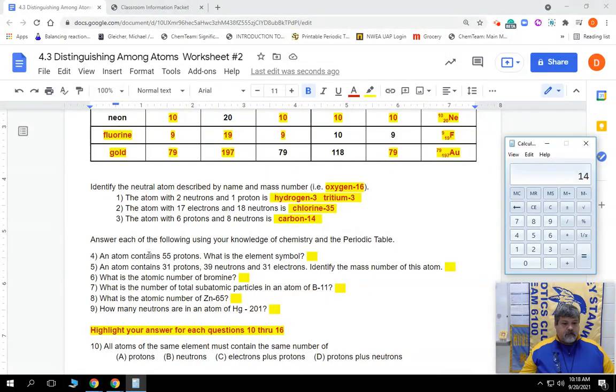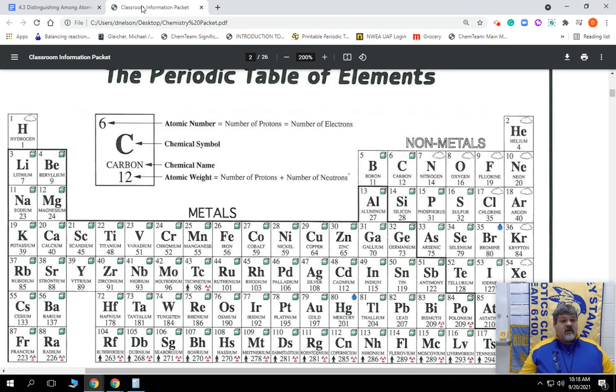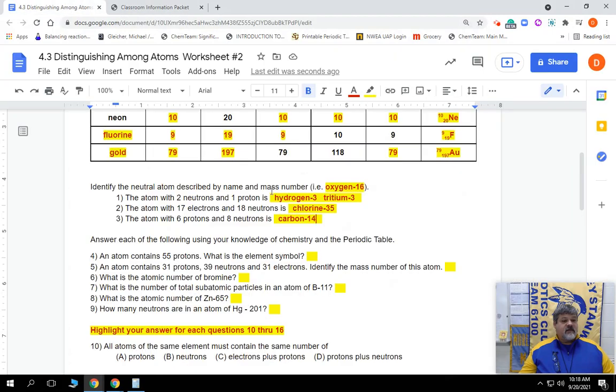Number 4. Answer each of the following using your knowledge of chemistry and the periodic table. So an atom that contains 55 protons, what is its symbol? So let's go to the periodic table and let's find the one that says 55 right over here. 55 is cesium. So capital C, lowercase s. So we're going to put in capital C, lowercase s for cesium.